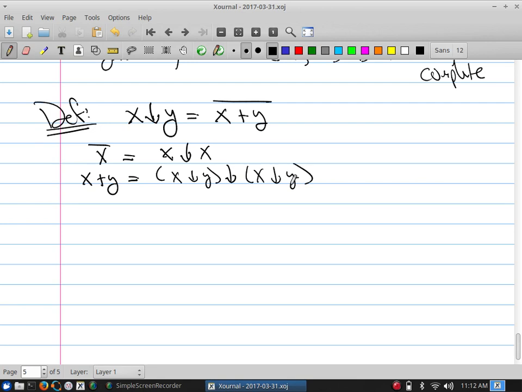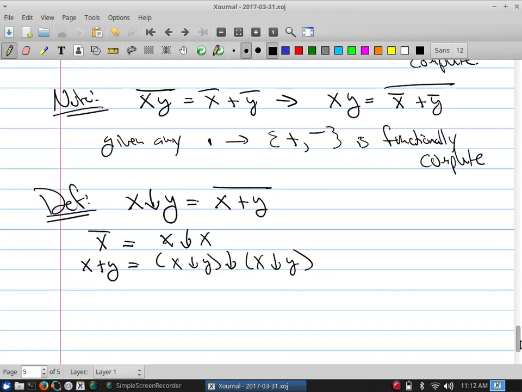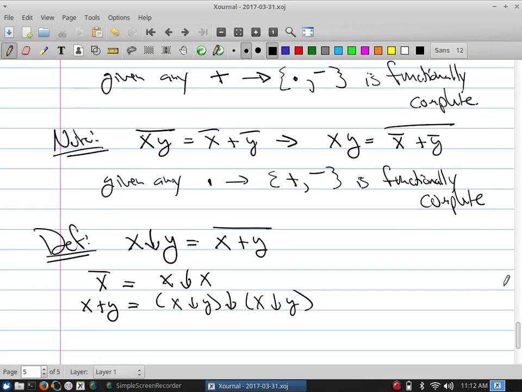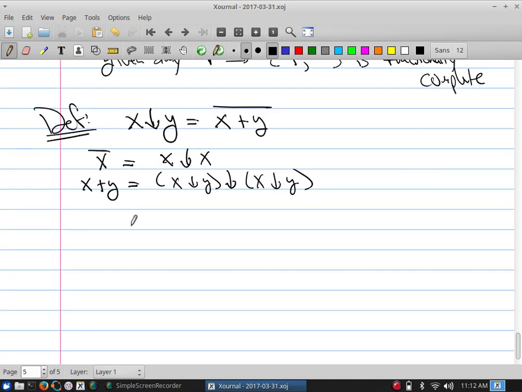Isn't that awesome? Then we go back up to here. What's the and? It's the not of the not of X or the Y, which is the not of the not. So those nots would cancel, and so therefore X and Y would be just simply X NOR X, NOR Y NOR Y.